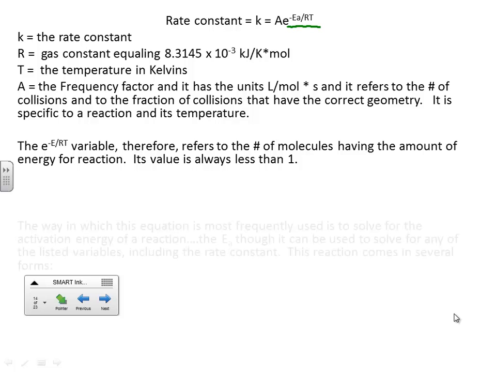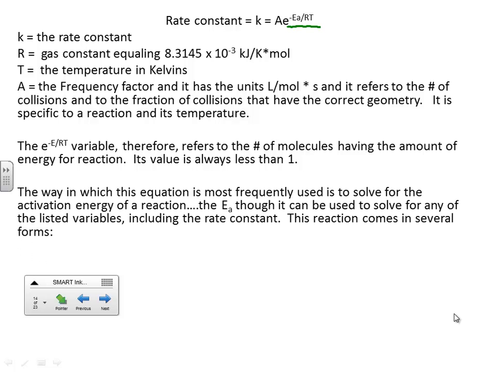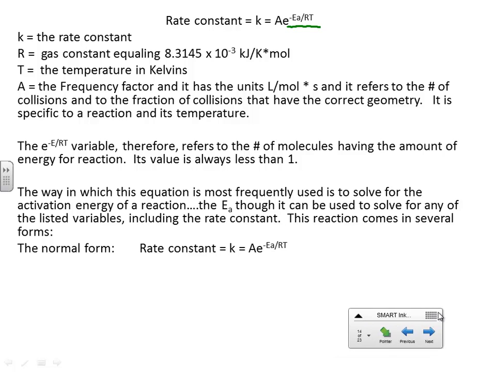A couple of things that this equation can be used for is to calculate the activation energy of a reaction, but it can also be used to calculate the value for any of the variables in the equation, including rate constant. Okay. This equation comes in several forms. The first form is the normal form that we have written up above already. The second form is the natural log form, which looks like this.